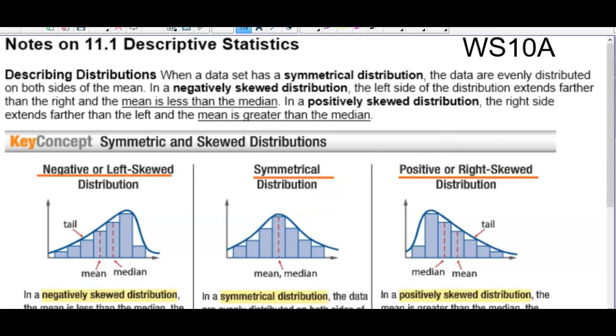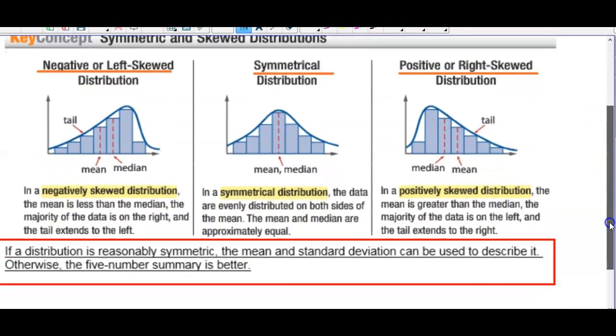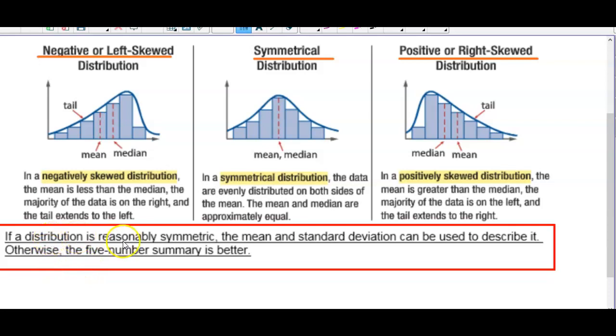And I think this is on the top of your notes worksheet. Same thing, it says here, reasonably symmetric, mean and standard deviation are all you need. If it's skewed, skewed left or skewed right, or called negatively skewed or positively skewed, again that refers to the tail, then you've got to do the bigger 5-number summary.